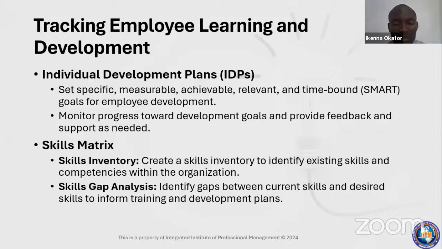And if you're able to do this, especially through training, you will see that when it's time for succession planning, you will not have a problem knowing who to fit in where. So this is a two-in-one thing. It's helping for your training, as well as helping for productivity and for talent management. Skill metrics. Skill inventory: create a skill inventory to identify existing skills and competency within the organization. Skill gap analysis: identify the gap between current skill and desired skill to inform the training and development plan.